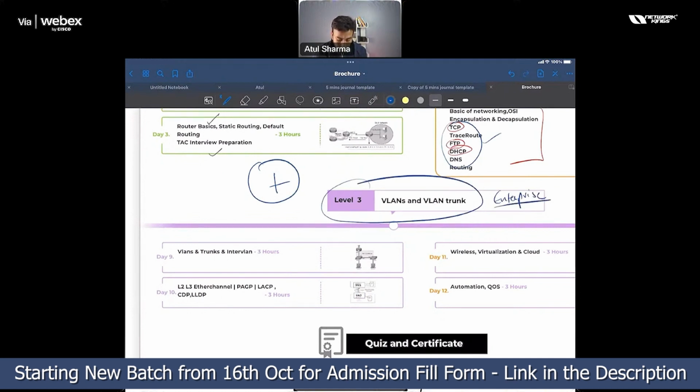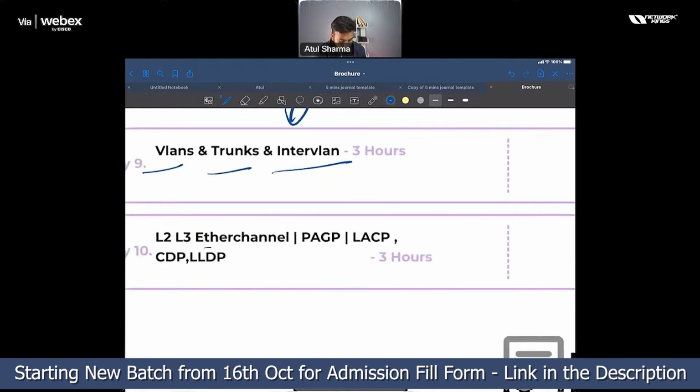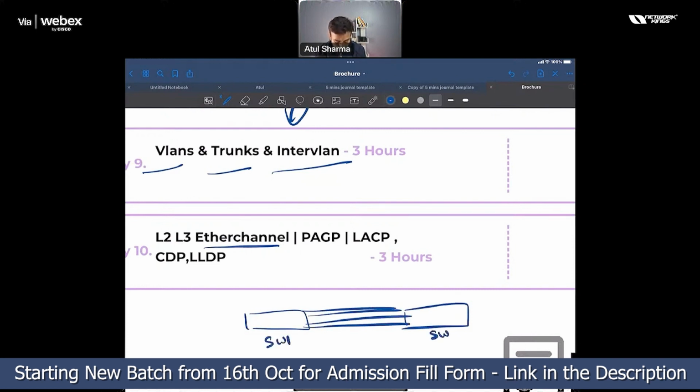Enterprise means you are going to learn VLAN, trunk, inter-VLAN. These topics are very important because you are going to configure the switching part. You will also learn EtherChannel. What is EtherChannel? There are company switches and they connect multiple links. Multiple connections are connected between switch 1 and switch 2, and you want to bundle these links. You want to create a bundle of these ports. That is called EtherChannel.